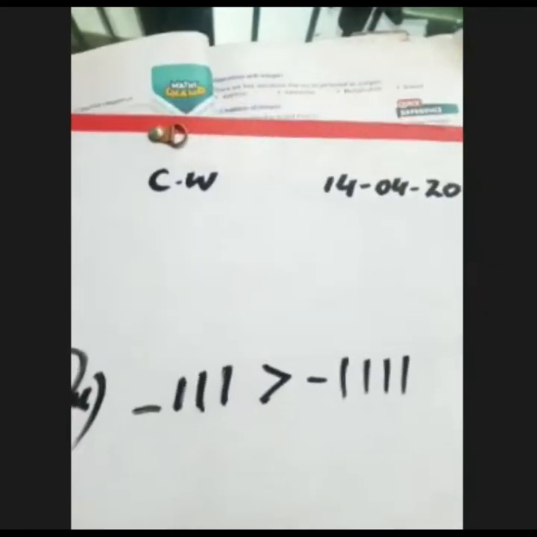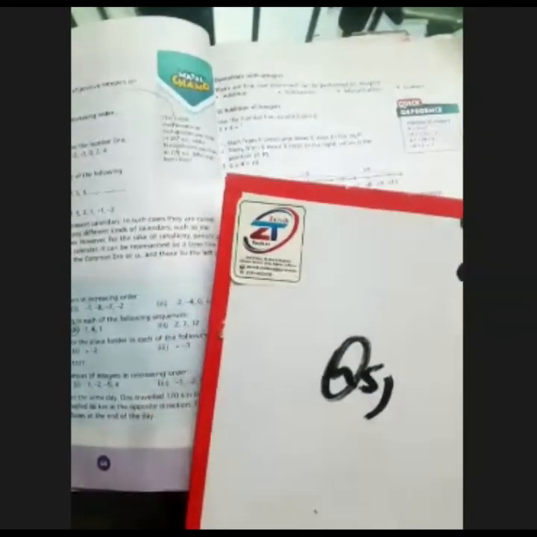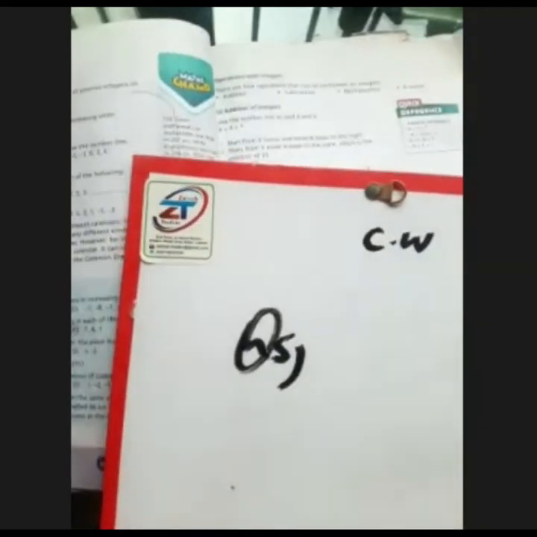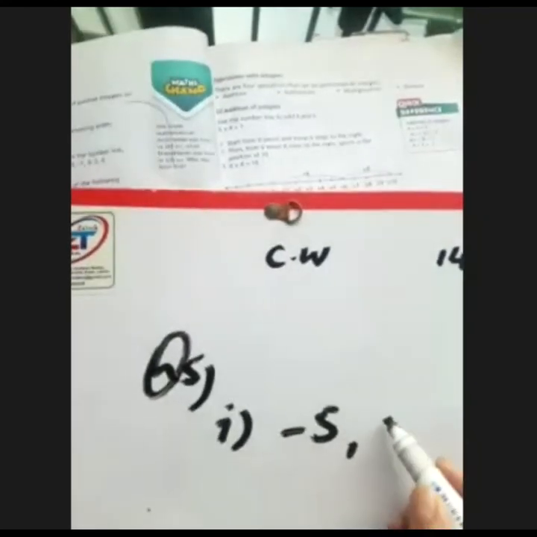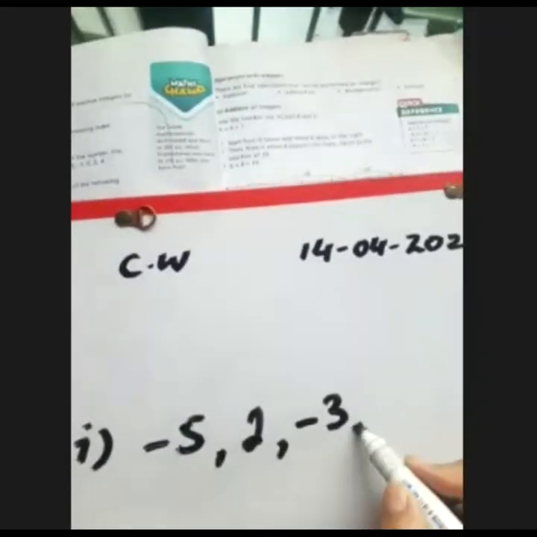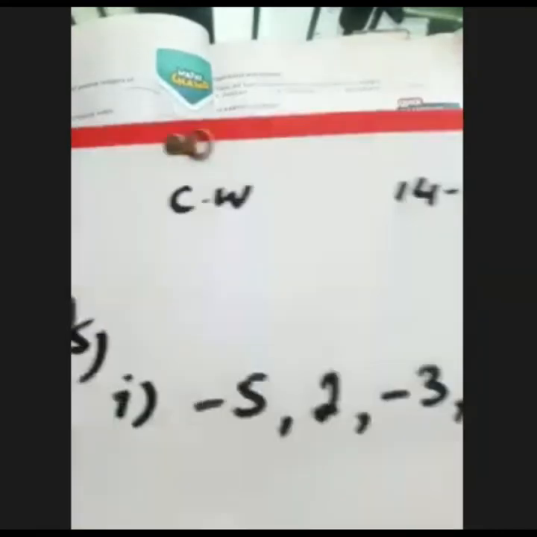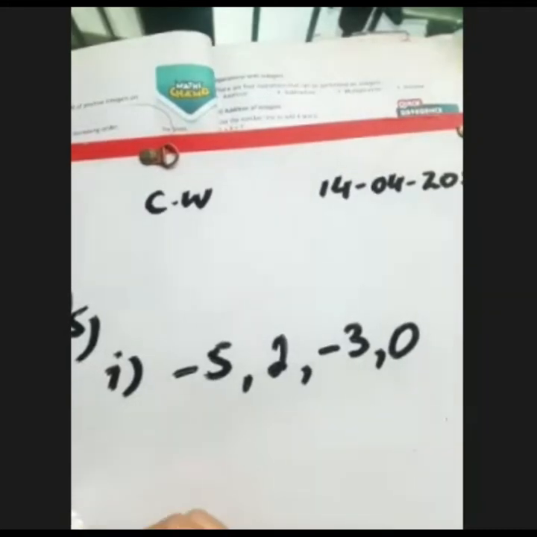This was your homework. I'm just repeating the answer. Now, the fifth question is question number 5. It is saying arrange the following sequences of integers in decreasing order. In the first part you have been given minus 5, 2, minus 3, and 0. So these are the 4 integers given to you. You have to set all the integers in their decreasing order. Decreasing order means you have to mention the greatest number first in the answer.